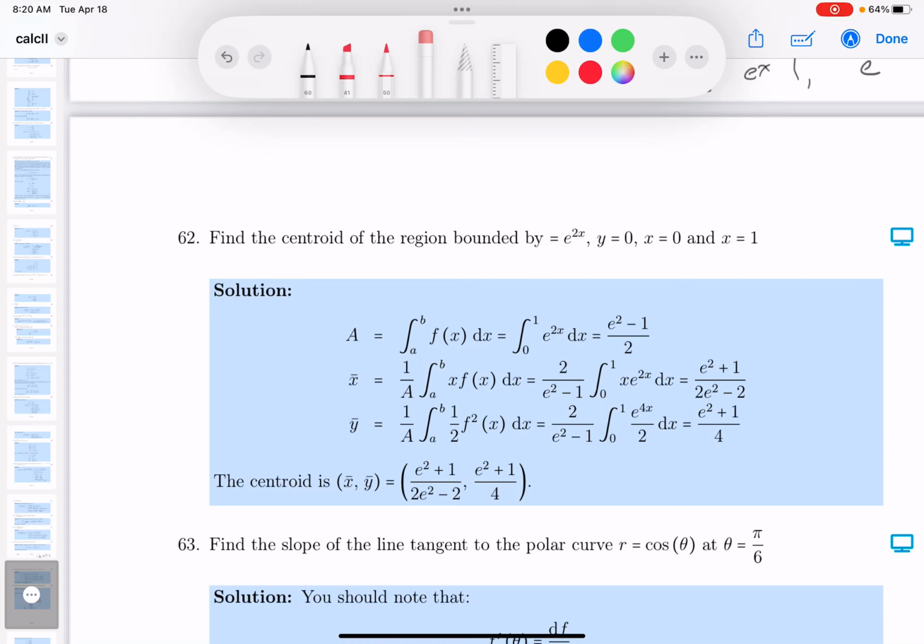Okay, we're on problem 62, and this is a centroid problem. Again, you would need to know the formula for the centroid. So what I'm gonna do is go to the whiteboard and go through it with you, all right? So let me go to the whiteboard, and let me scroll up here.